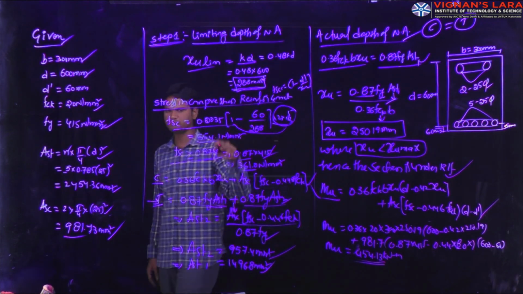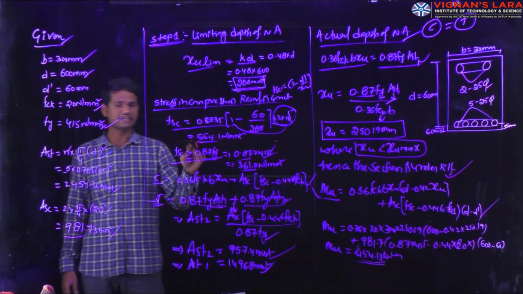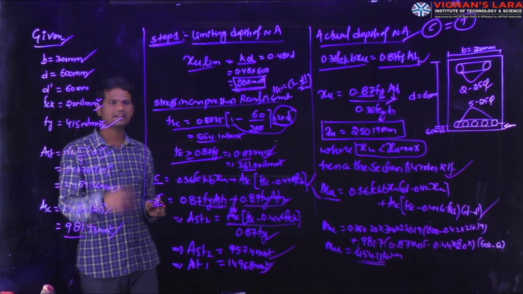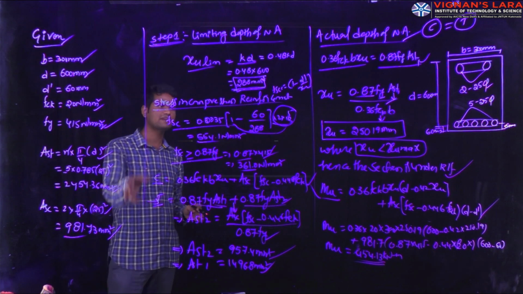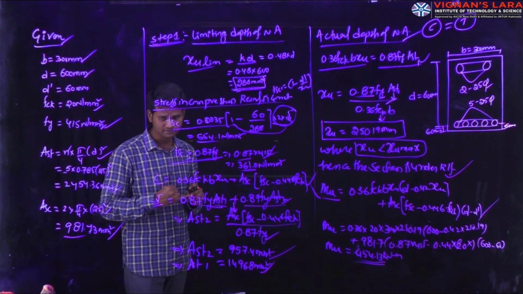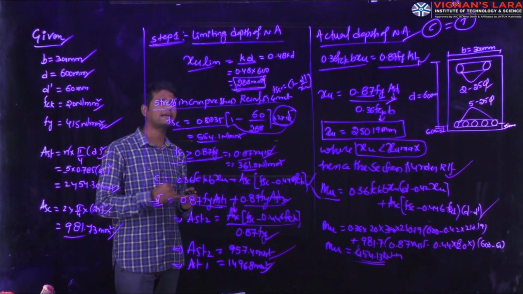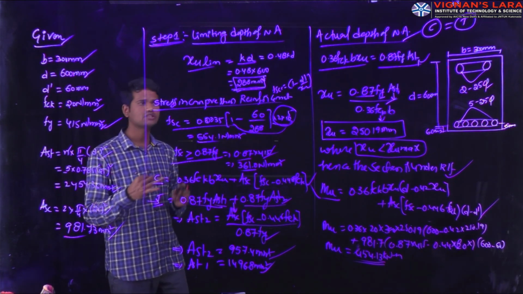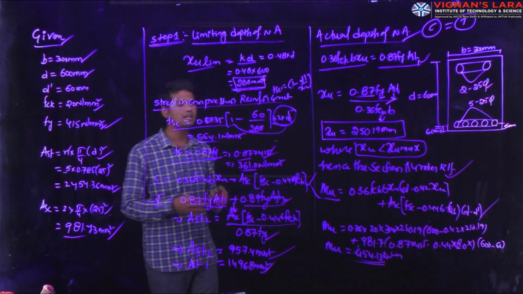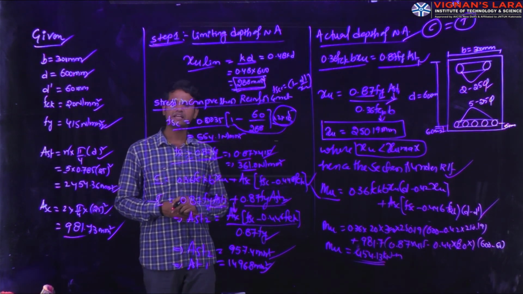This is the complete analysis of the design of the doubly reinforced beam section. In a later class we will solve some more problems based on this same concept. Again, you have to remember step 1, limiting depth of the neutral axis, step 2, actual depth of the neutral axis, step 3, comparison of the section, step 4, moment of resistance.